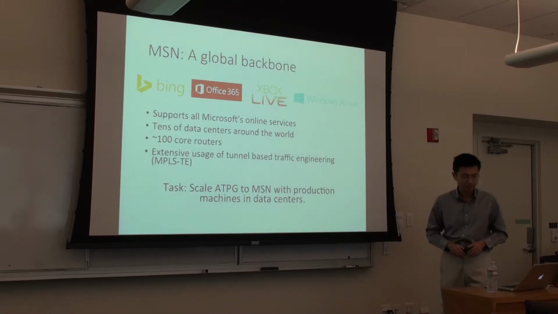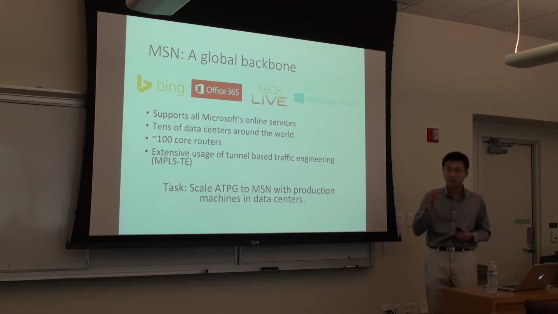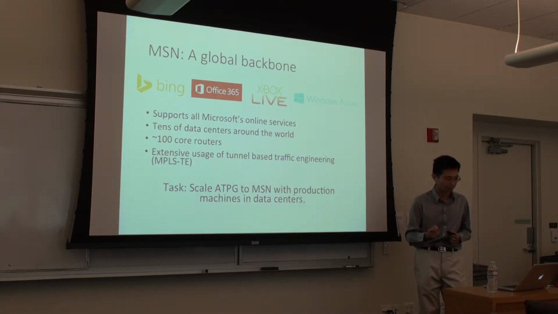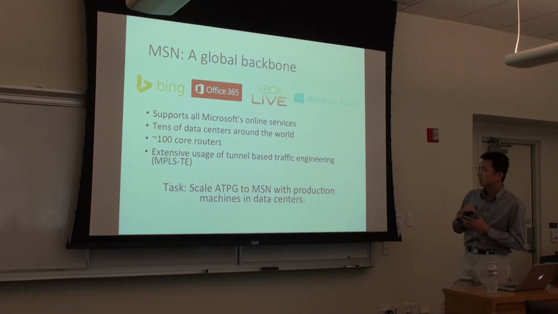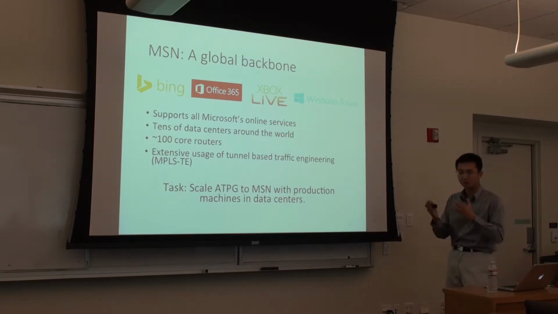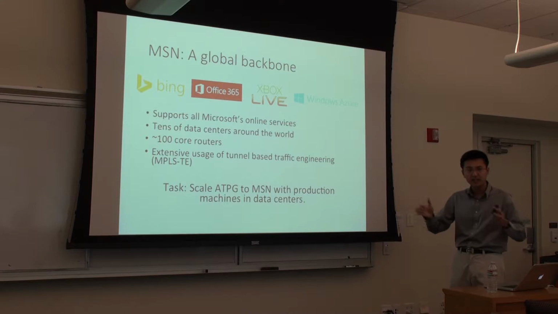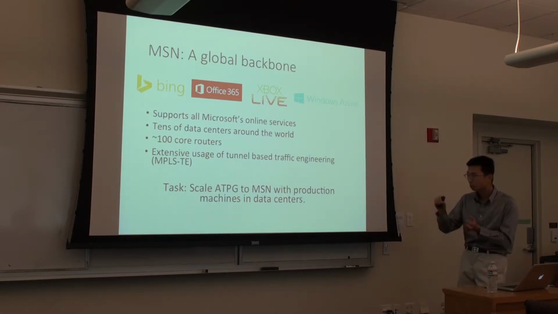So Nexonia is designed for a large network, and MSN is a very typical one. MSN is Microsoft's inter-data center backbone network that supports all Microsoft's online services, including Bing and Xbox Live. It connects tens of data centers around the world with more than 100 core routers. And the tunnel-based traffic engineering, or MPLS-TE, is used extensively in MSN. So our task is to scale ATPG to MSN with the test agents residing in the production machines in the data centers.